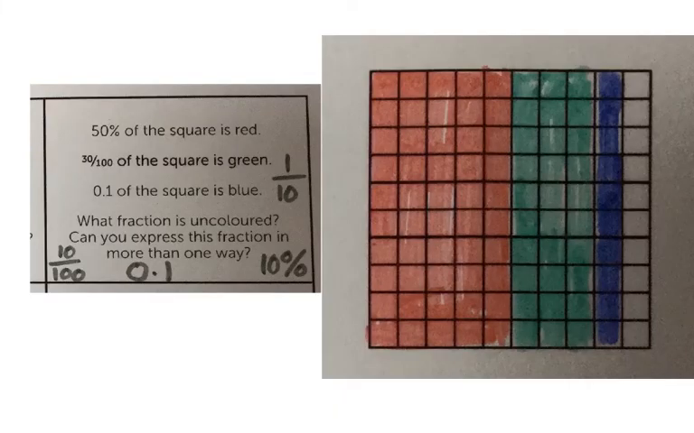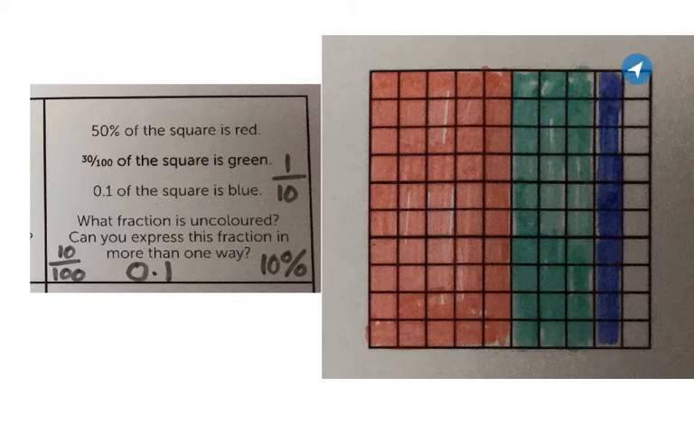Okay, this one had the easiest colouring, but the question was a bit tricky. You may not have understood the question. 50% is red. We've done 50% before, that's a half. So I coloured in a half red straight away. 30 out of 100 is green. That's quite easy, so it's 3 rows. And then 0.1 is blue. Again, just don't get mixed up between 0.1 and 0.01. It's 1/10, so that's a whole row.